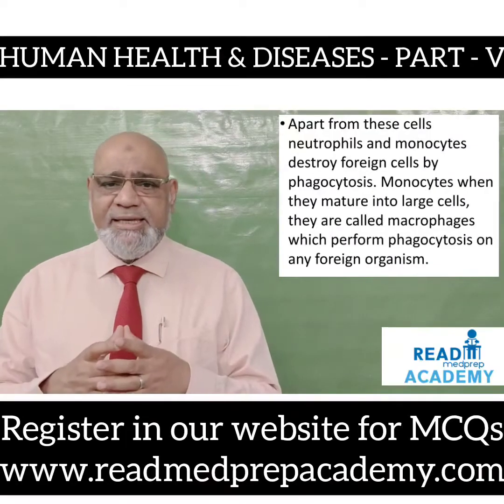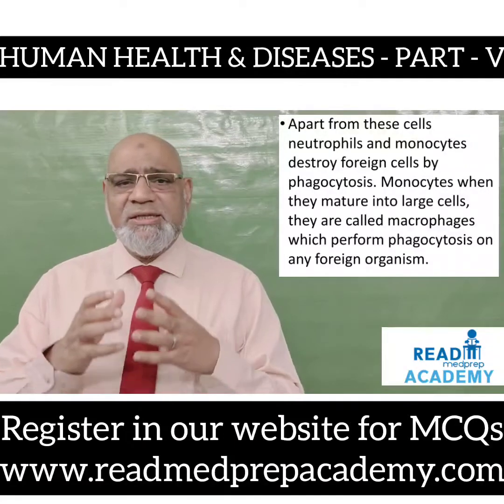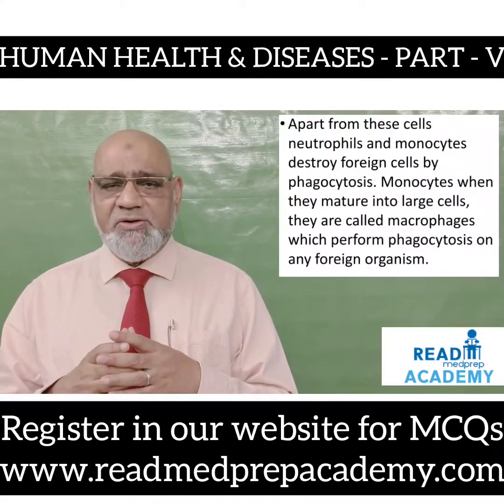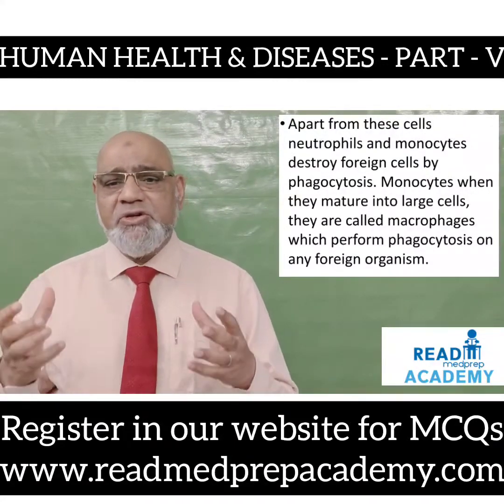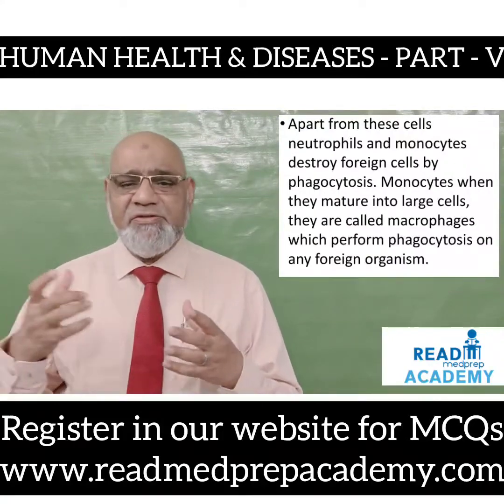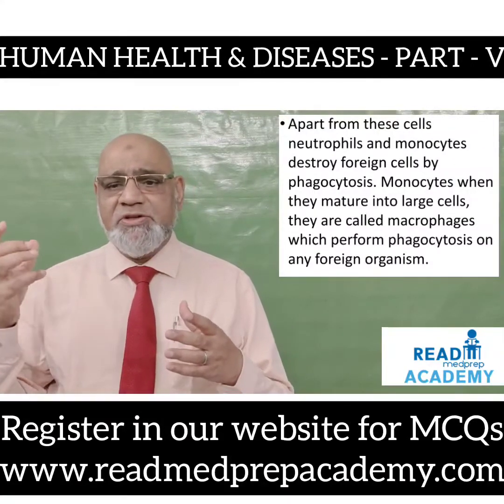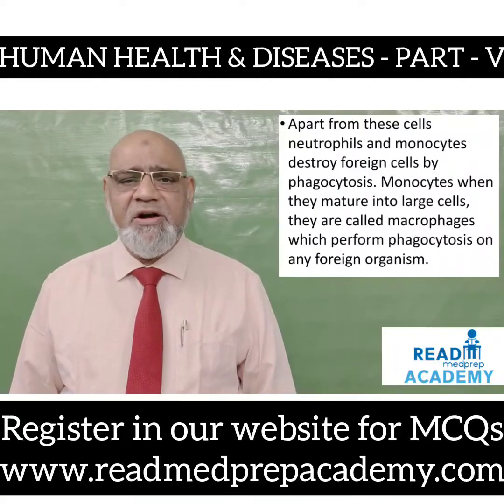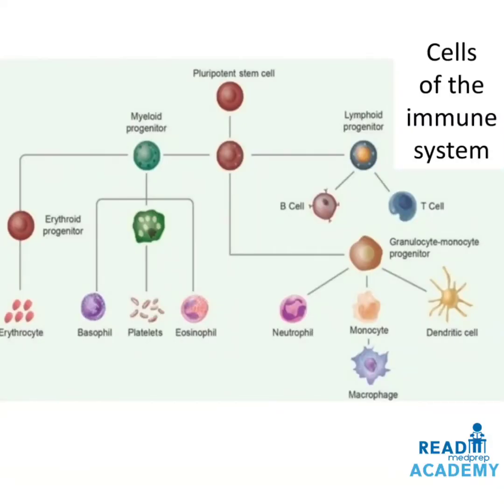Apart from these cells, neutrophils and monocytes destroy the foreign cells by phagocytosis. Monocytes, when they mature into large cells, are called macrophages, which perform the activity of phagocytosis on any foreign organism. Here in this image, you can see how the cells of the immune system are formed.